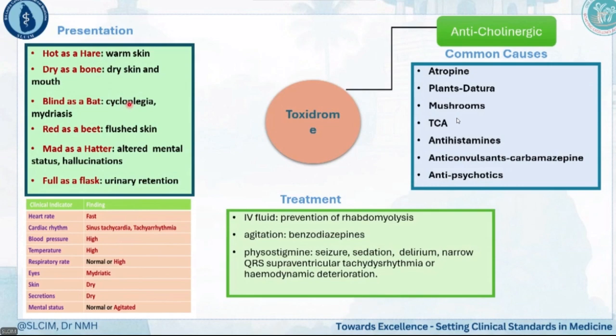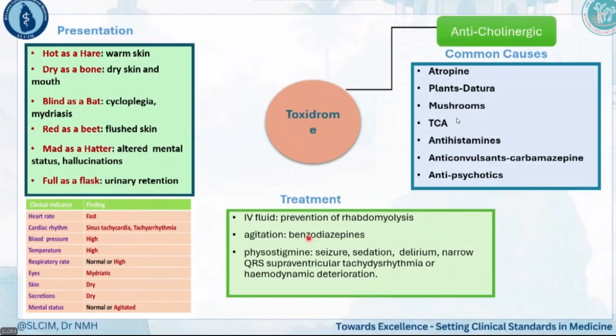And this small poem will be very useful for you to remember the presentation. Hot as a hare, dry as a bone, blind as a bat, red as a beet, mad as a hatter, and full as a flask. So this is a common mnemonic or a poem that you can keep in your mind to remind you of the symptoms.